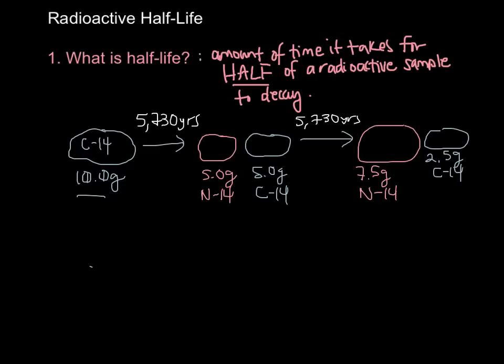So we have this law of conservation of mass taking place, where we started out with 10 grams and we still have a total of 10 grams of product. It's just that half of it is now nitrogen-14 and half is carbon-14. And then after another half-life, it still adds up to 10 grams total. But we're only left with 2.5 grams of carbon-14 and the rest of it is turned into nitrogen-14. So the amount of time it takes for a sample to decay by half is half-life.